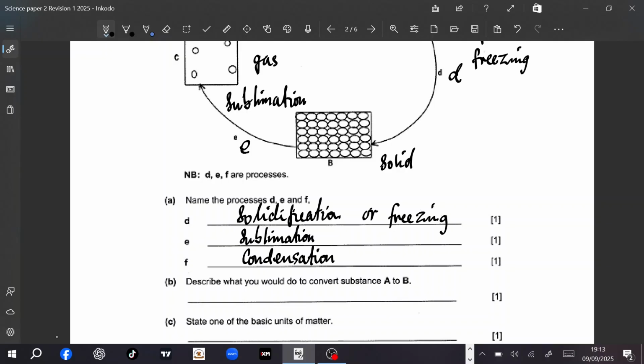We can also say precipitation, especially in geography, they like calling that process precipitation, which leads to the formation of rains. Precipitation, not like that. The spelling is not correct. Precipitation.